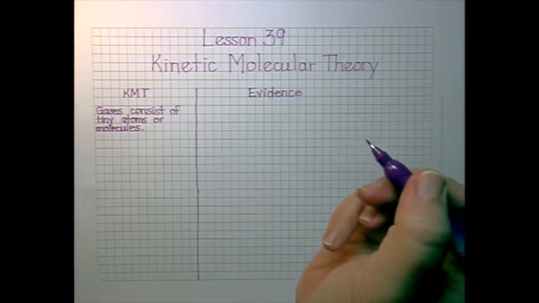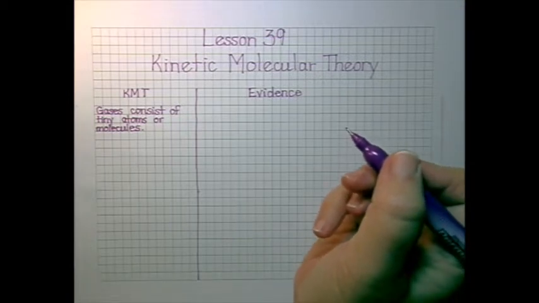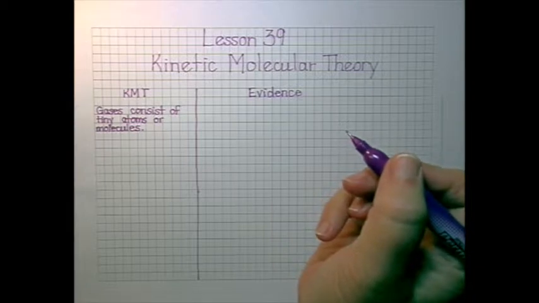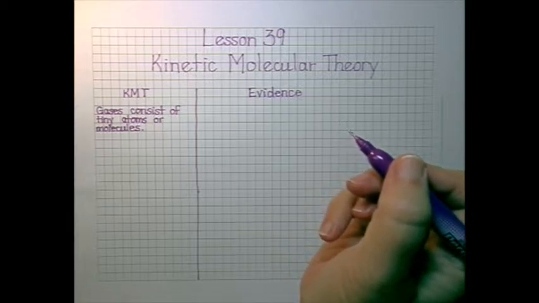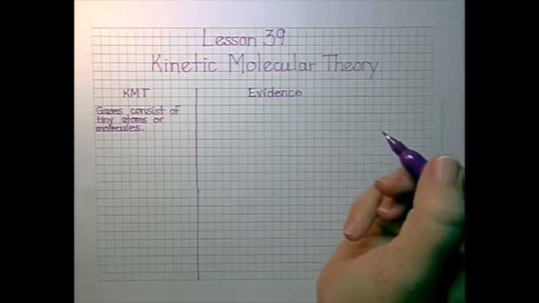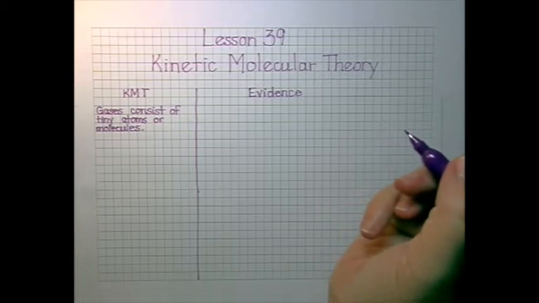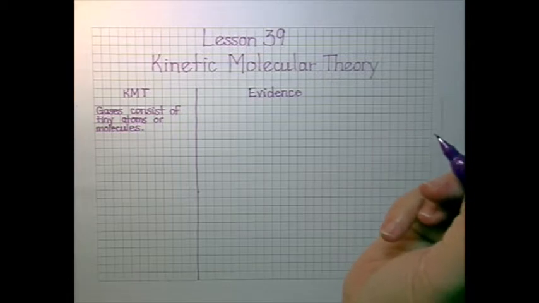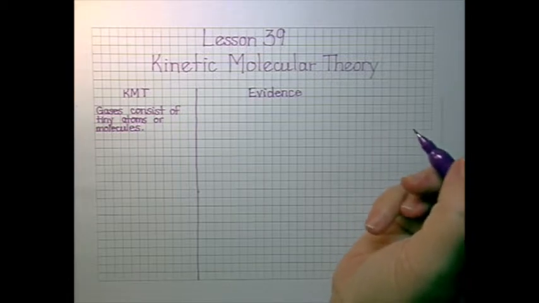Historically, this is important because a lot of the evidence for the existence of atoms came from the behavior of gases. Of course, we're looking at it the other way around. We learned about atoms first, and now we're moving on to gases. So it may sound a little backwards to us, but that's because that's not the way that it actually happened.